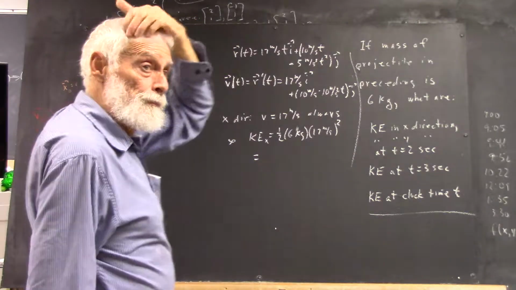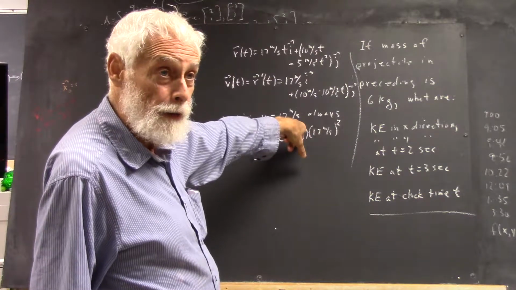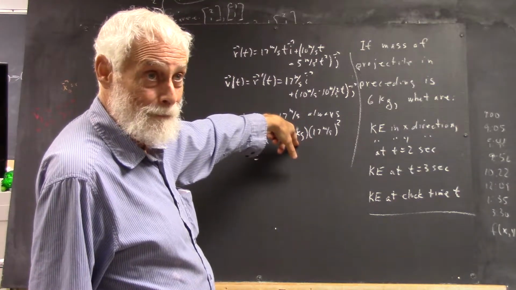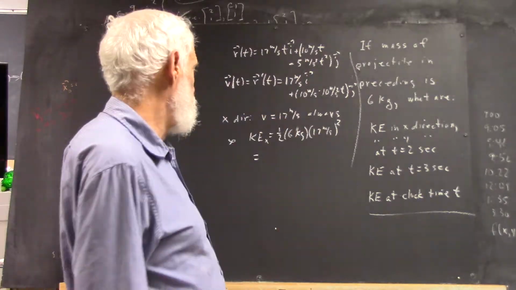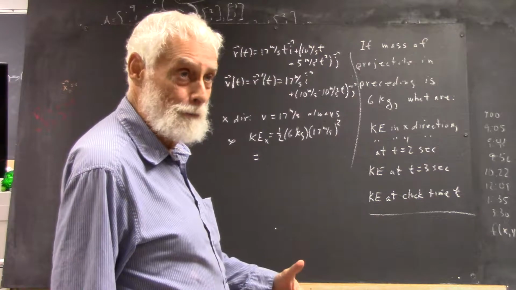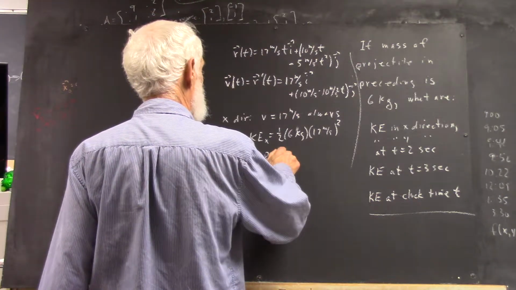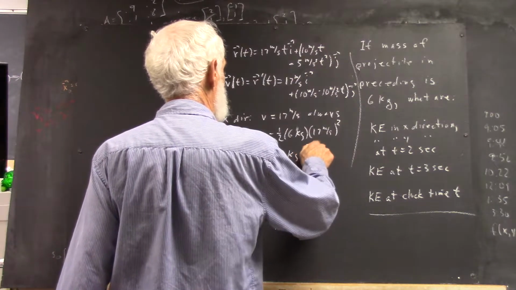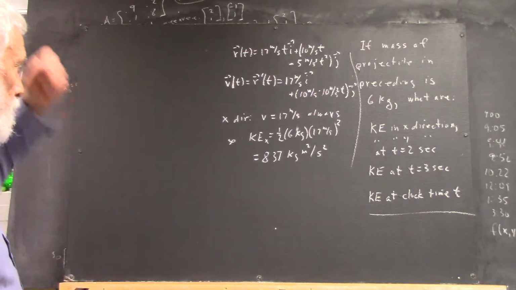Okay? 17 squared is 289. 3 times that is 300 minus 63. 3 times 300 minus 63, right? 900 minus 63, which is 837 kilogram meter squared per second squared. Now check me on that, because who knows if I'm even right.